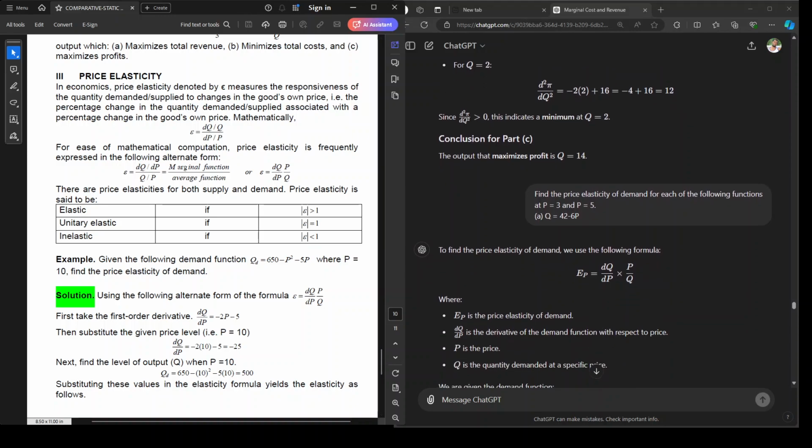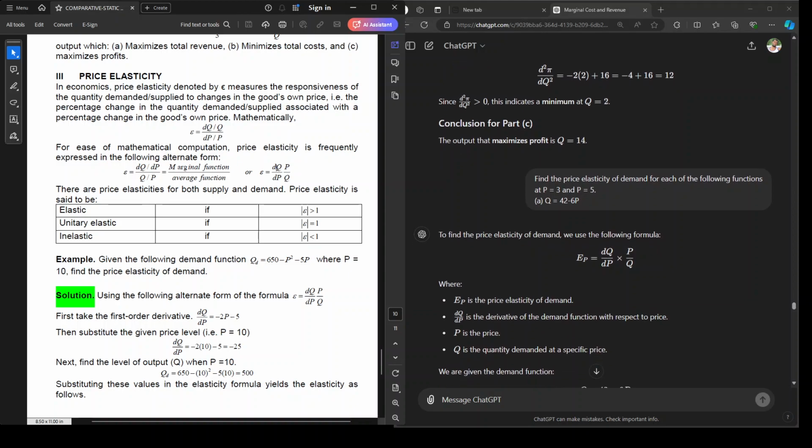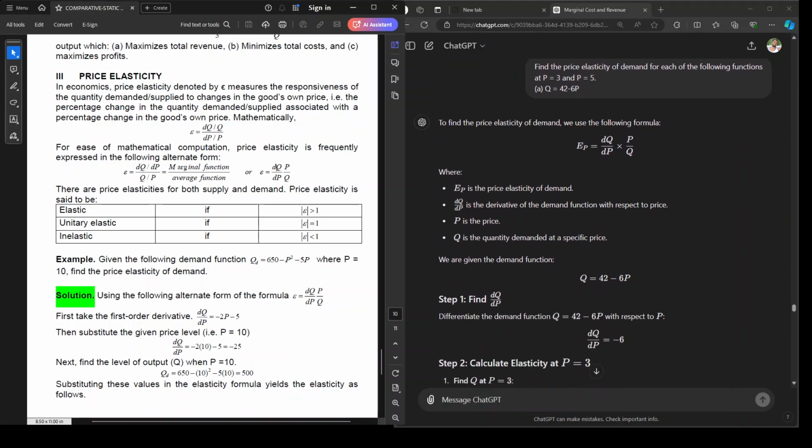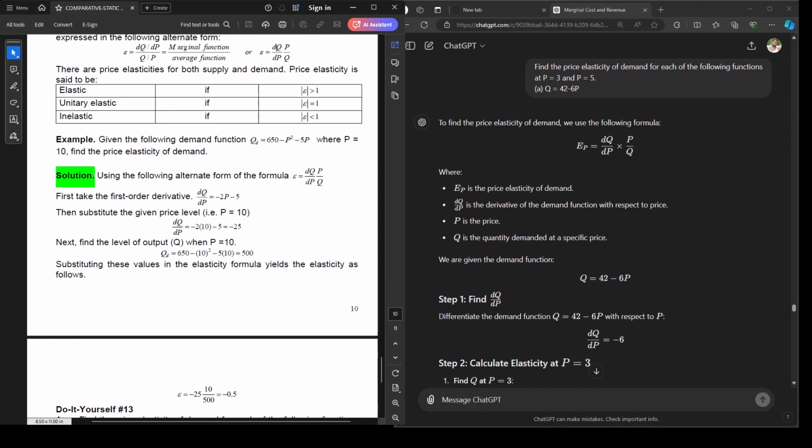If its income increases, if its income reduces, what does its demand or supply change? That is what we are looking at in price elasticity, and it is given by the derivative dQ/dP times P over Q, where Ep is the price elasticity, dQ/dP is the derivative of the demand function, P is the price and Q the quantity.